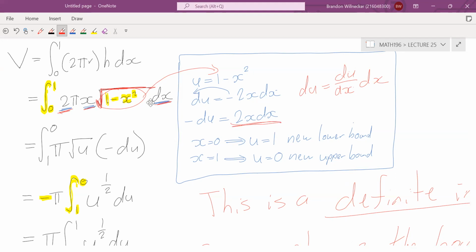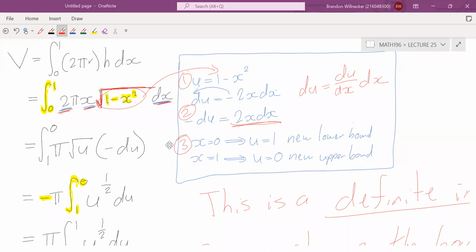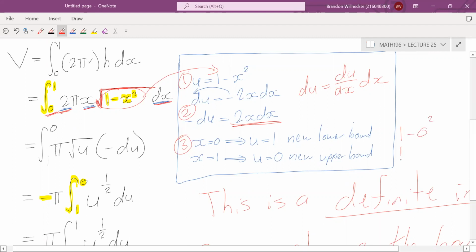Okay, so that's the first 2 steps of U substitution. Doing the U substitution there, finding the differential. But remember, there's an extra 3rd step if it's a definite integral. So we need to change the bounds. So the lower bound was x equals 0, and the new lower bound will be 1, because we have 1 minus 0 squared. And the other one is 1 minus 1 squared. So 1 minus 0 squared, the new lower bound is 1. Okay, 1 minus 1 squared gives us 0, so that is the new upper bound.